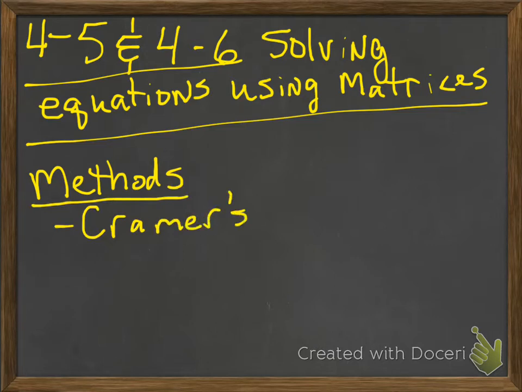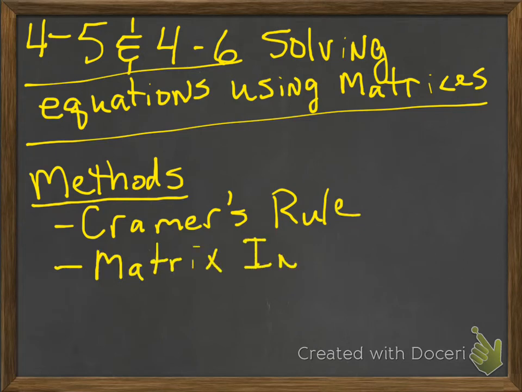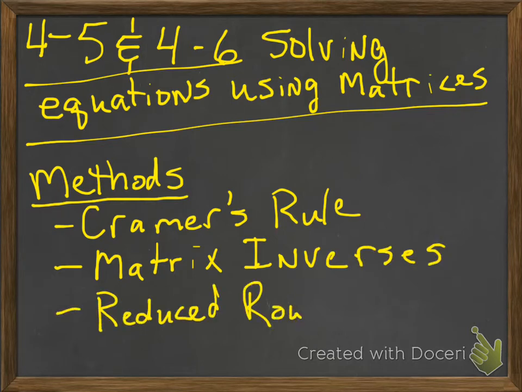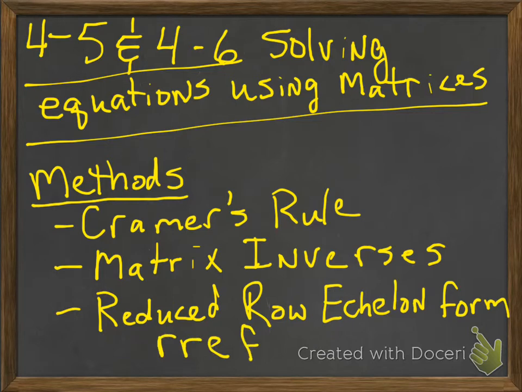Okay, we've covered Cramer's rule for solving systems of equations using matrices. Today we will cover matrix inverses and reduced row echelon form. You might want to remember those initials, RREF, but we'll cover matrix inverses and reduced row echelon form today. Like I said, there's a lot to cover, so you might want to make sure you're keeping up.